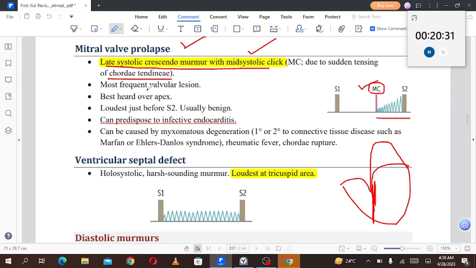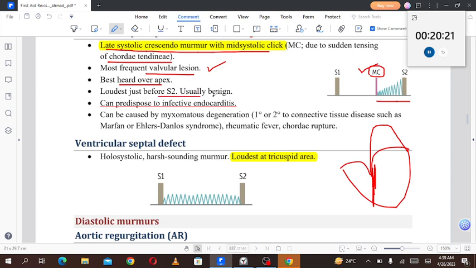It is the most frequent valvular lesion, best heard over the apex, because all the mitral valve murmurs are best heard over the apex. Loudest just before S2, usually benign, it can predispose to infective endocarditis. When the valve cusps are moving over each other, there is friction between the two cusps, and that will cause tearing or friction over the mitral valve, damaging the endothelium of the valve, and the damage to the endothelium can precipitate endocarditis.